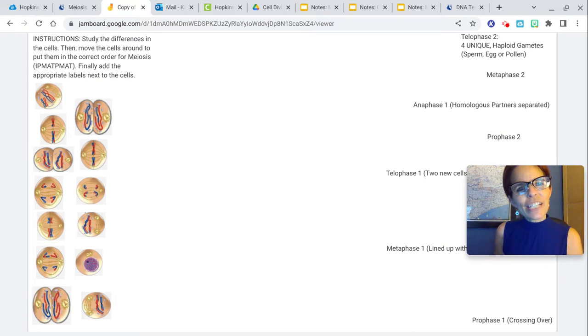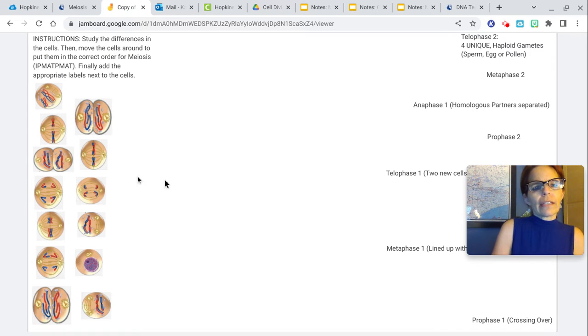Right, nerds, let's try doing this meiosis puzzle together. So the instructions say, study the differences in the cells, then move the cells around to put them in the correct order for meiosis. Wait a minute, KJ, you didn't actually tell us the correct order for meiosis. Right, you guys have to kind of figure it out. We can solve it together. It says, finally add the appropriate labels next to the cells.